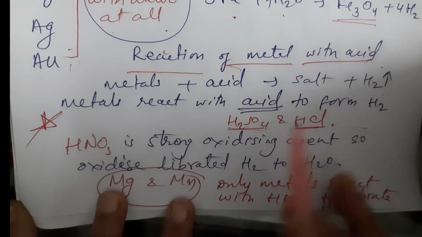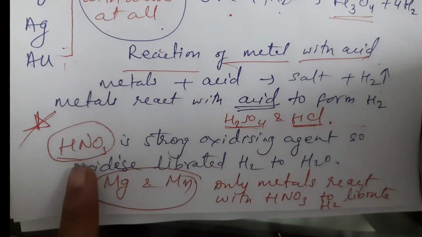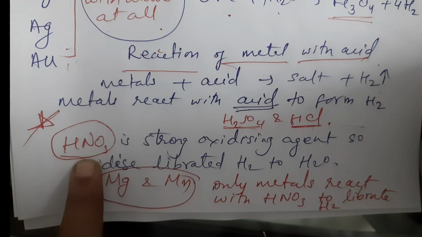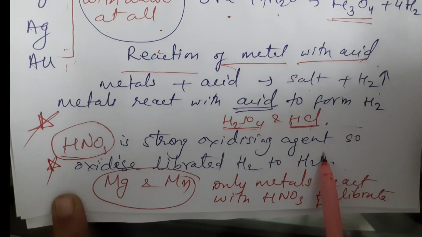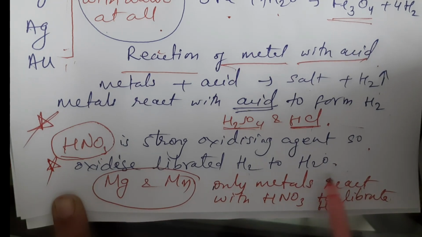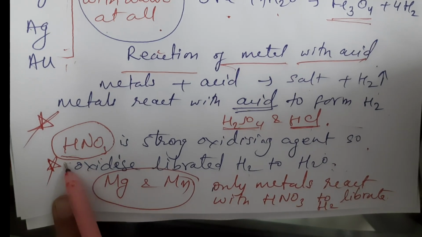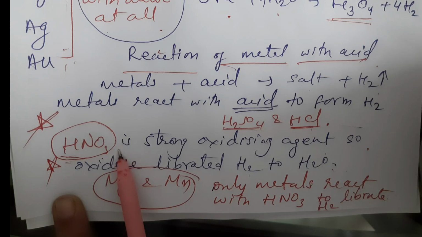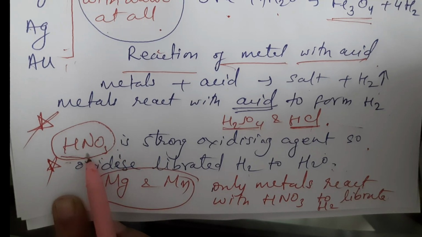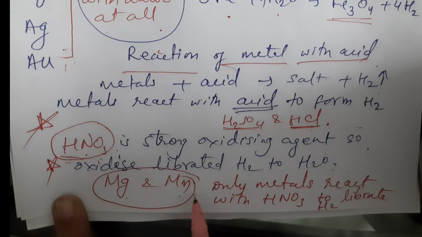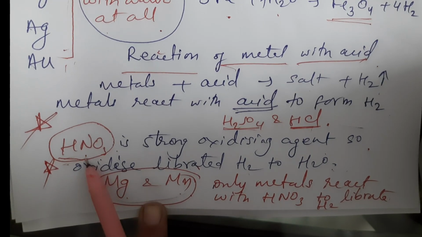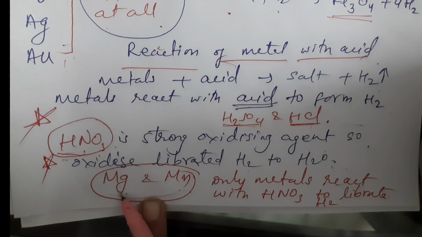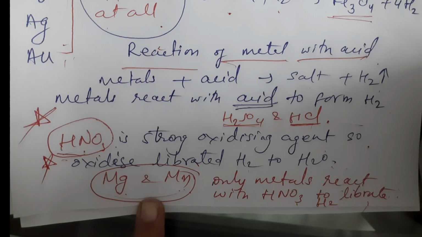We need to remember that HNO3 does not react with metals to form hydrogen. This is also one of the important questions. HNO3 is a strong oxidizing agent, so it oxidizes the liberated hydrogen to water. That's why HNO3 is not used in the preparation of hydrogen. But HNO3 reacts with magnesium and manganese. These are also important. Name the metals which react with nitric acid to liberate hydrogen. Magnesium and manganese are the only metals which react with nitric acid to liberate hydrogen.